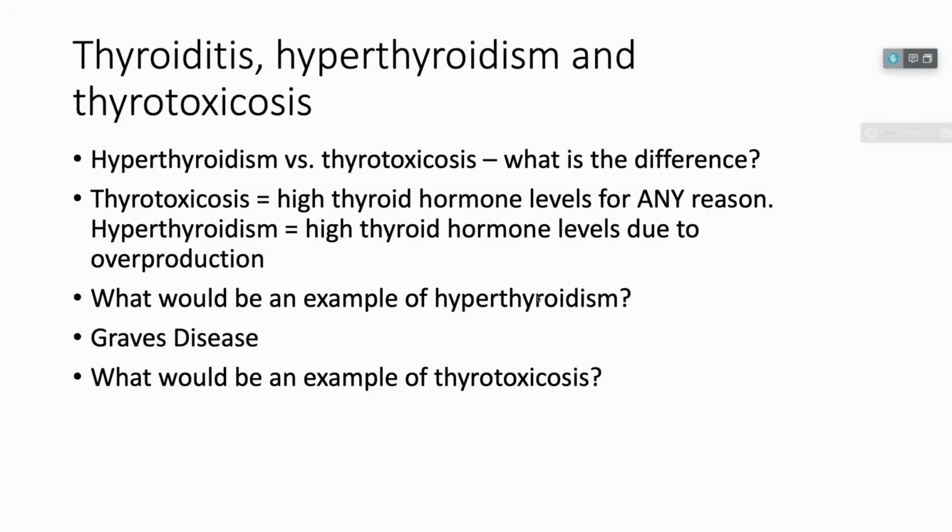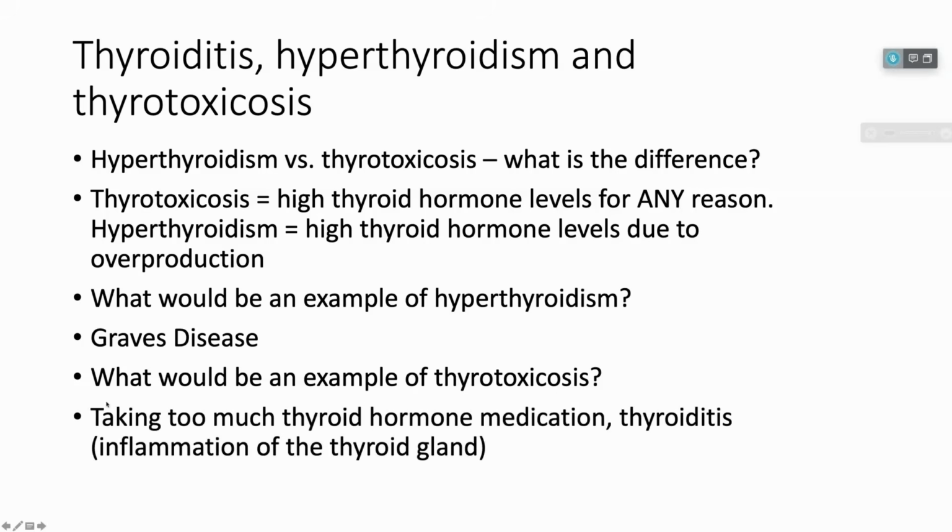That would be taking exogenous thyroid hormone. Perfect. Can you give me another example? Sorry, I'm not sure. Okay, that's okay. So another example would be taking too much thyroid hormone, certainly. Another would actually be thyroiditis, so inflammation of the thyroid gland. How does that work? Ooh, I'm so glad you asked, because that's going to be our next slide.